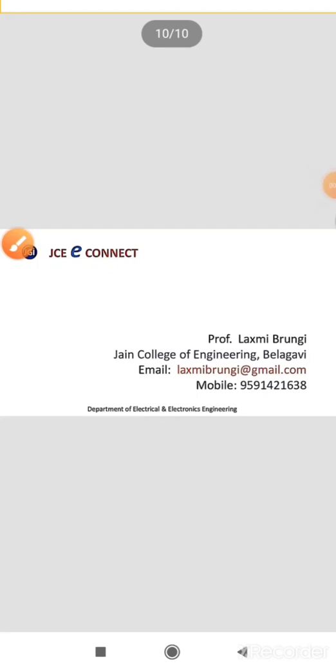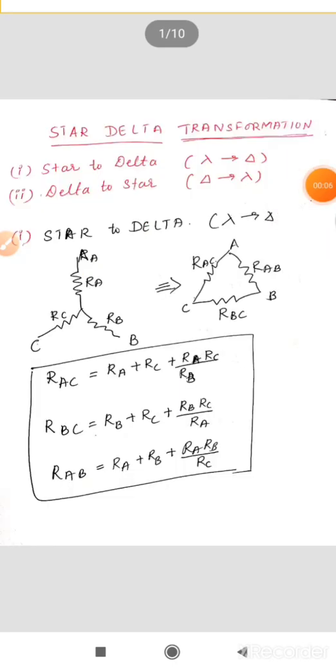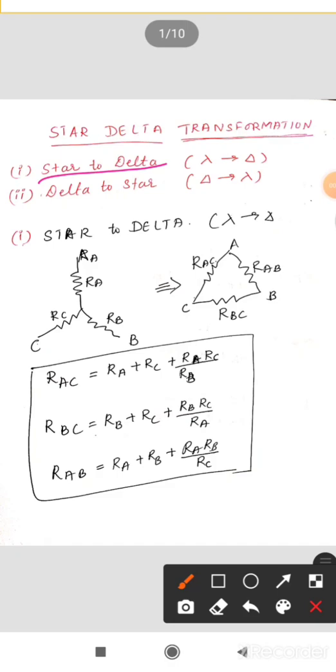Today we are going to discuss the star delta transformation technique. In star delta transformation, we have star to delta transformation to convert star into delta, and we have another one, delta to star. To discuss this, we have a set of formulas, and we have discussed this in an earlier semester also. Let's glance once and then we can start using those.